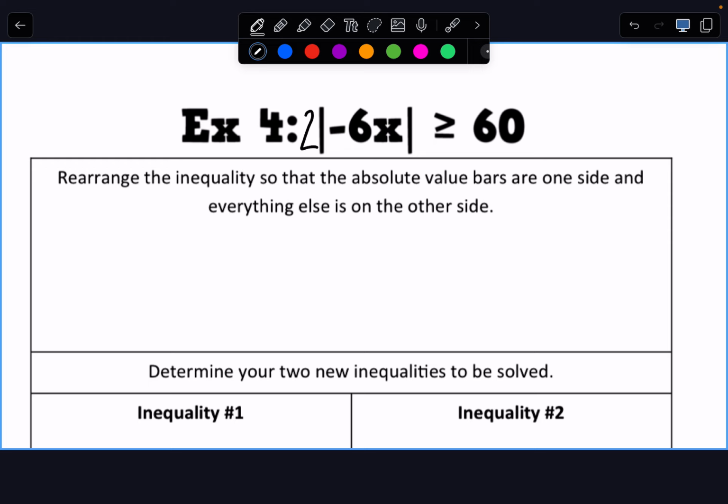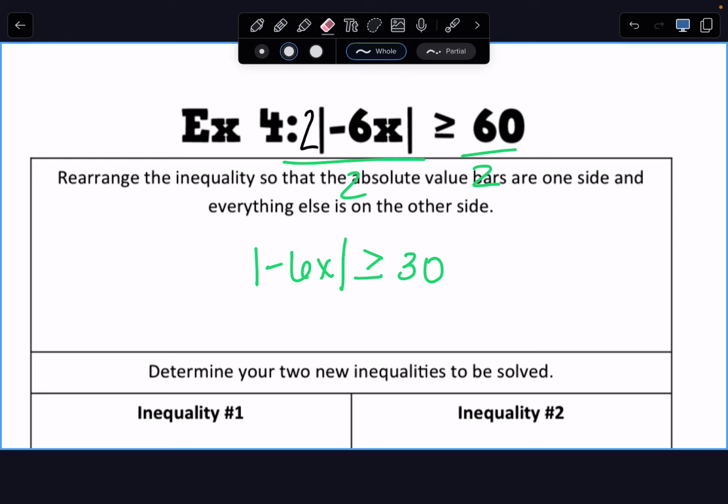We'll first start with... Okay, so we do not want this 2 right here. We need to undo it so that the absolute value is by itself, so we're going to divide by 2 to both sides. So the absolute value of negative 6x is greater than or equal to 30. It is okay that there is a negative inside the absolute value.